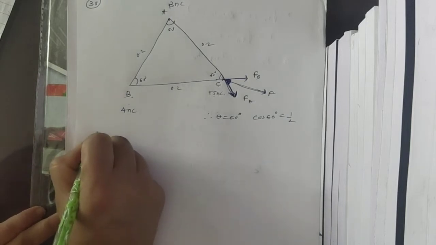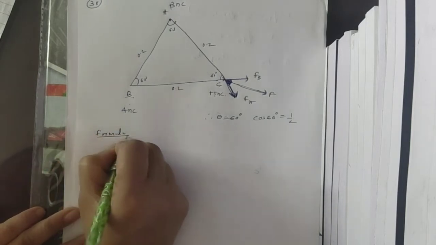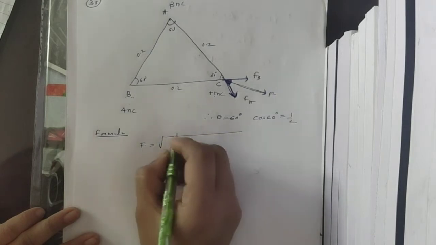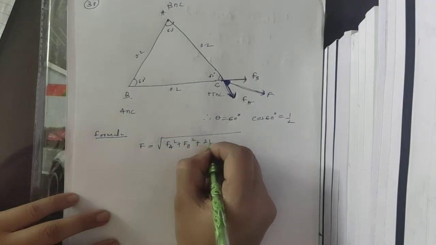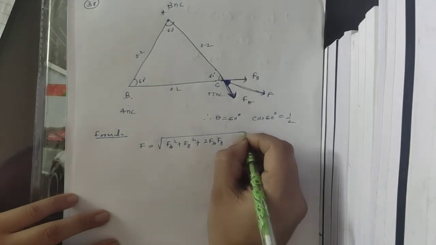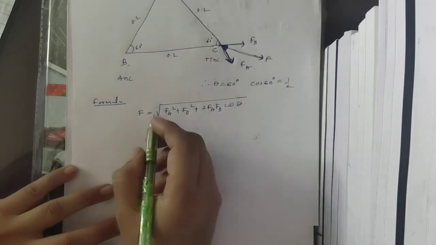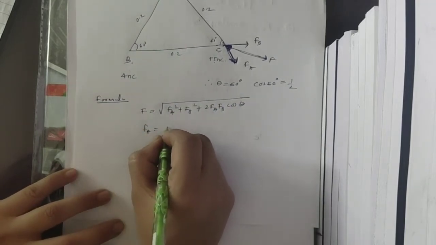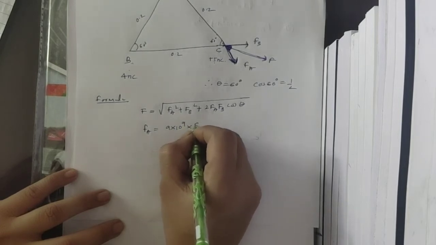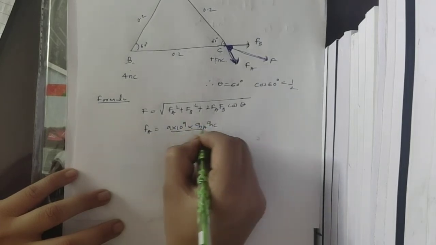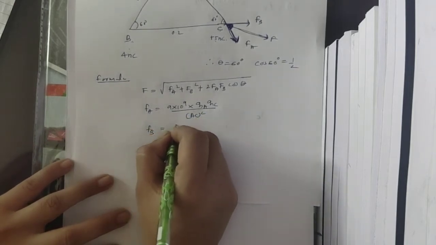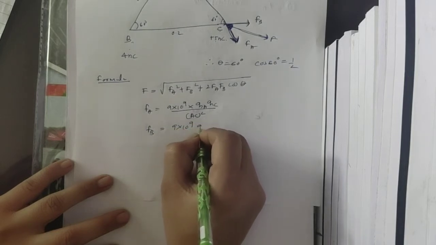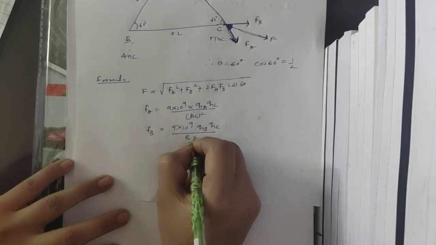Okay, we will write the formula. F equal to square root of FA square plus FB square plus 2 FA FB cos theta. So the formula for FA: 9 into 10 to the power 9 QA into QC divided by AC square. FB equal to 9 into 10 to the power 9 QB into QC divided by BC square. Okay, now we will do the calculation.